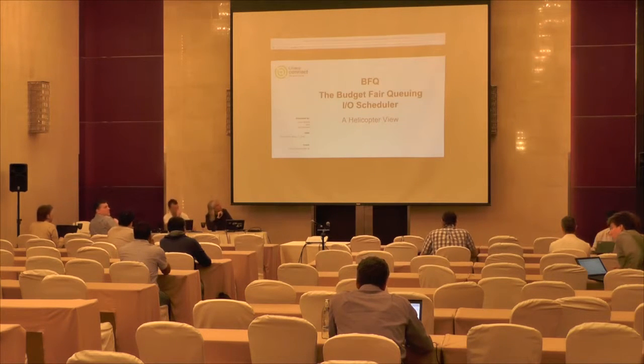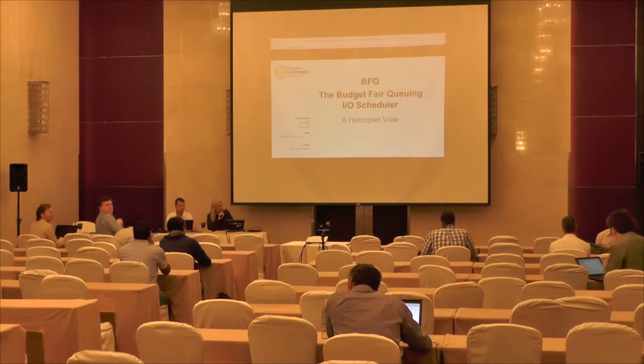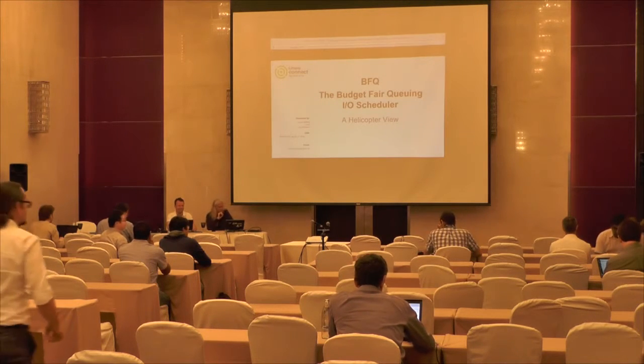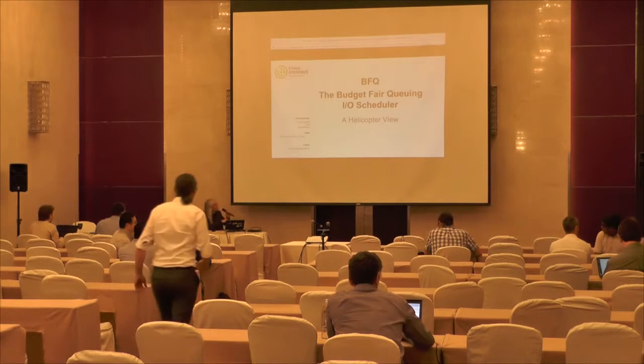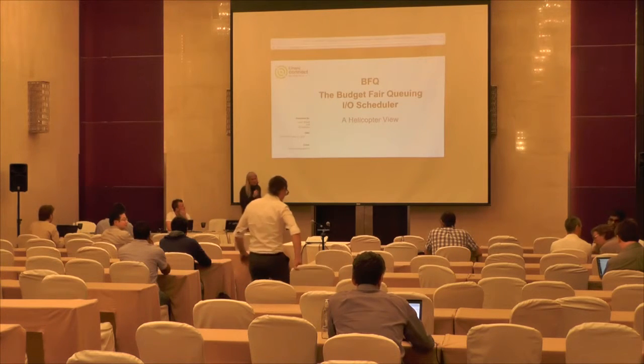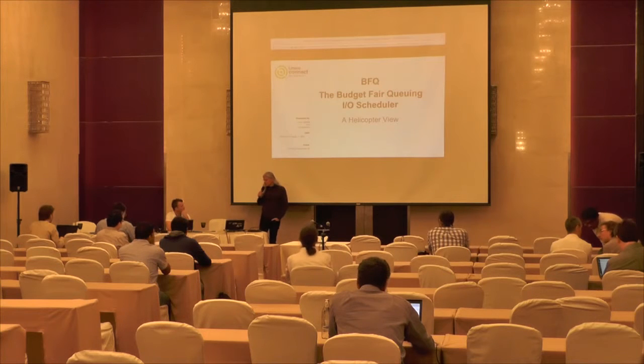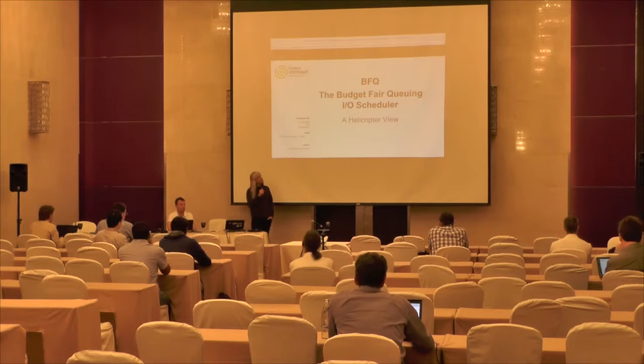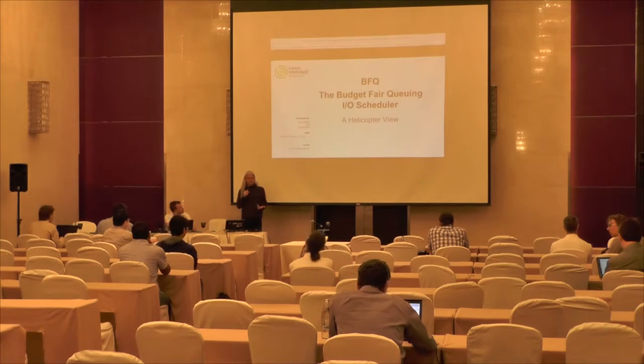BFQ, budget fair queuing, I/O scheduler, helicopter view presentation, or I hope that's what you expect. I'm supposed to run this here now. So I didn't know what level to put this on, frankly, so it's a little bit of overview of the block layer and what it does, and then a comparison between the different scheduling policies.